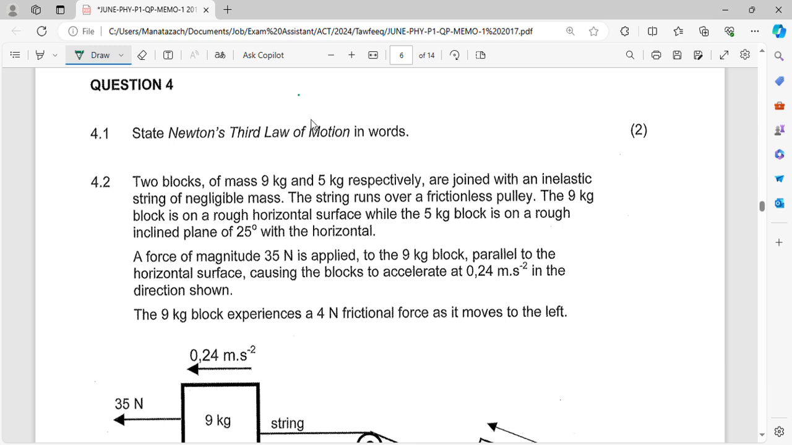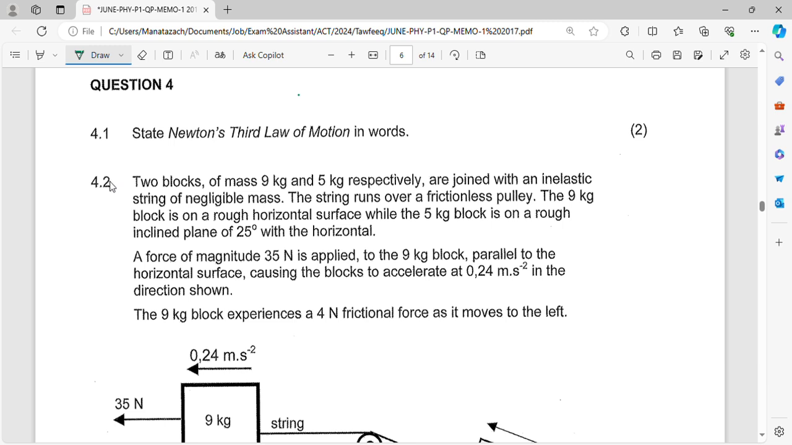I'm not going to write a lot of words, but if you were to state it in words, you would say: when an object A exerts a force on an object B, object B will simultaneously exert a force, in a direction, which is equal in magnitude on the first object. So that's what Newton's third law says in words.